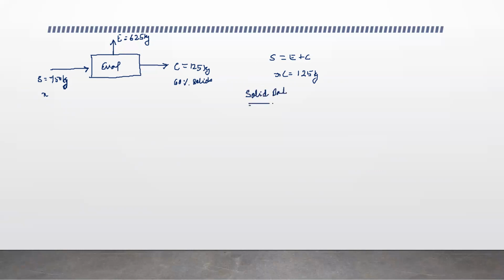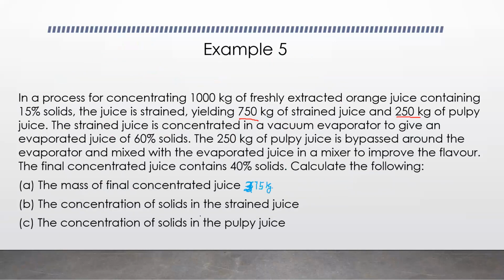So solid balance gives us X into 750 is equal to 0.6 into 125. So from this, you get X is equal to 0.1. Okay, 0.1. So that means you have 10% solids over here. You have 10% solids in the strained juice. All right.